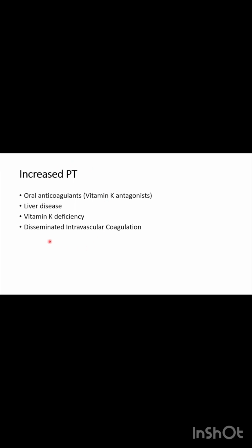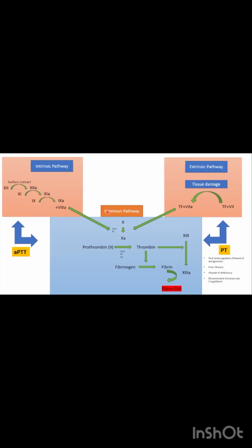Okay, so what are the times when there is increased prothrombin time? Oral anticoagulant therapy, which is vitamin K antagonists, liver disease, vitamin K deficiency, and DIC. These can cause increased prothrombin time. Now let us see how these are causing increased prothrombin time. Oral anticoagulants increase the prothrombin time by inhibiting the vitamin K dependent factors, which are 2, 7, 9 and 10.